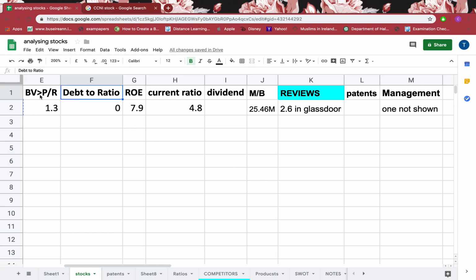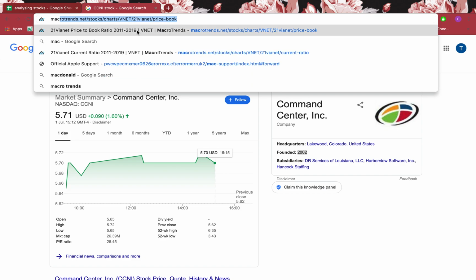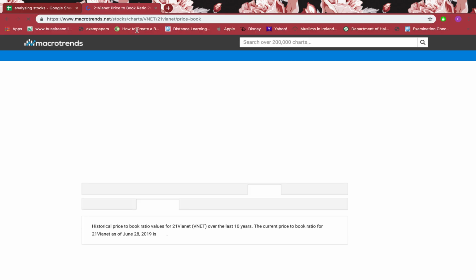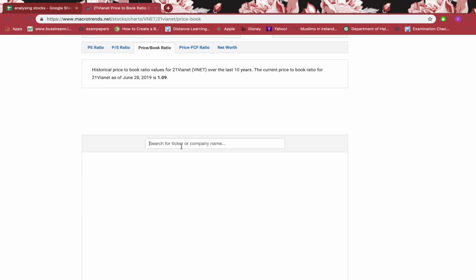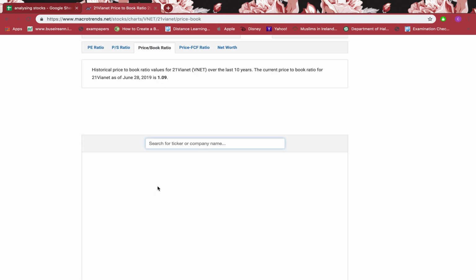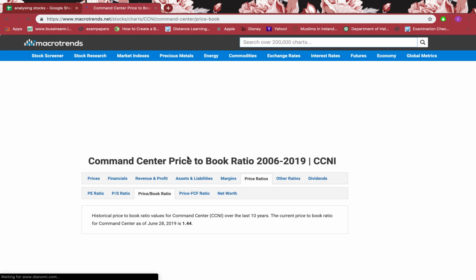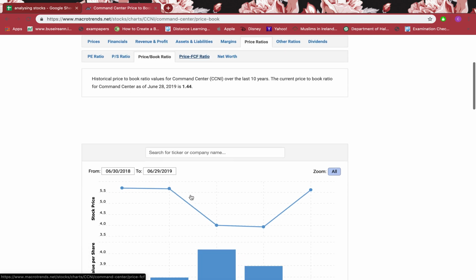Let's look at the four ratios that I'm very interested in, that will give you a snapshot of how the firm is doing. I have pasted the link in my description. You can just click there. You go to macro trend and go to price ratio, then price book ratio, and you just type in the symbol of the stock and make sure that the symbol matches the exact name of the firm, because sometimes a lot of firms have the same symbol. So that's price book ratio.